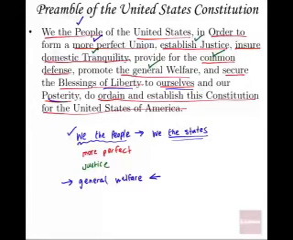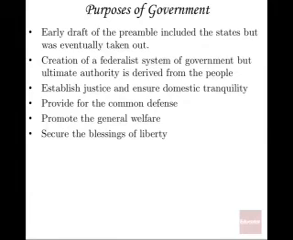So the preamble basically sets the grounds of what the purpose of the Constitution is, and we can analyze it even a little bit more. As I mentioned, the early draft of the preamble included the states, but they were eventually taken out. It represented that this document was supposed to come directly from the people rather than filtered through the states. At the same time, there's a creation of a federalist system of government, but the ultimate authority is derived from the people. We the people.